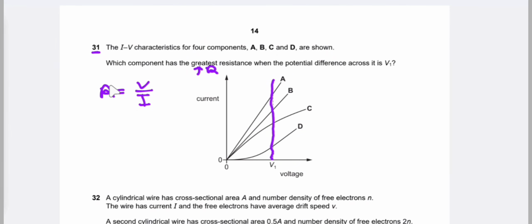Since the voltage is the same, and we need to get a greater resistance, the greatest resistance occurs when the current is the least. So in all of these options, which has the least current? This is the highest current, and this is the least current. So the least current is in D. When the current is least, the resistance is greatest. So the answer is D.